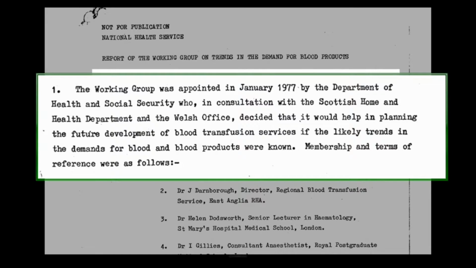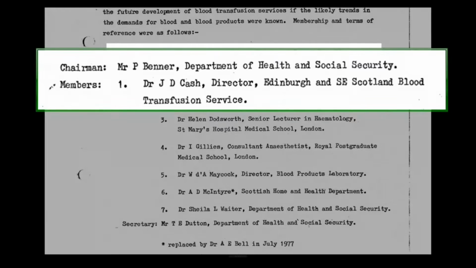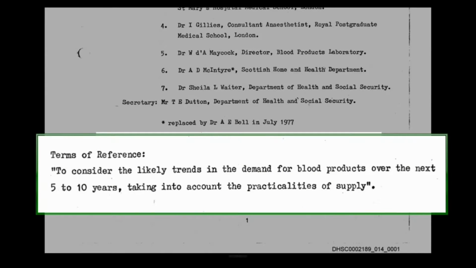Decided it would help in planning the future development of blood transfusion services if the likely trends in the demands for blood and blood products were known. And then we can see the membership there set out. Number 1 is Dr. Cash, Director, Edinburgh and South East Scotland Blood Transfusion Service. Terms of reference of this particular working group at the bottom of the page to consider the likely trends in the demand for blood products over the next 5 to 10 years, taking into account the practicalities of supply.